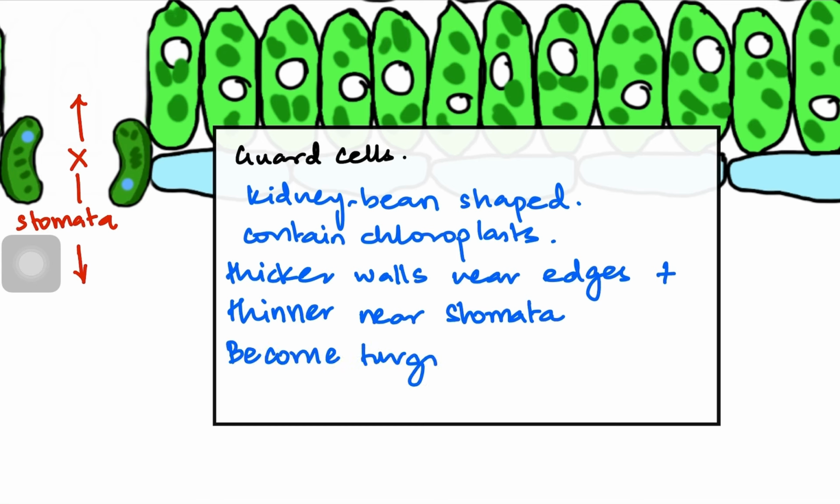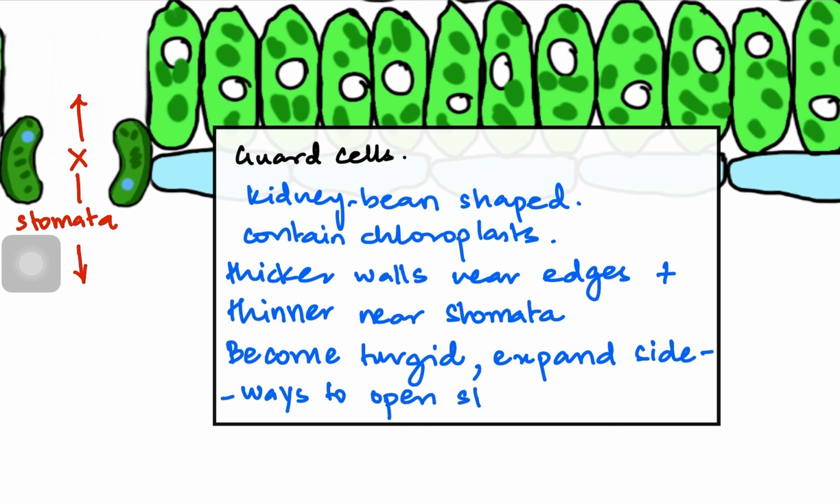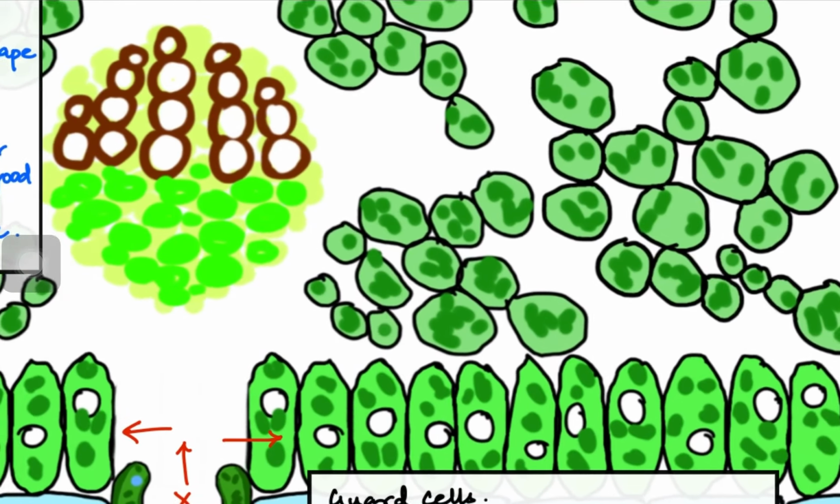What happens is that when these cells absorb a lot of water, they become turgid. When they become turgid, they try to expand. But they can expand only sideways, like only horizontally, never vertically. That is because of the unequal cell wall thickness. And that is how the stomata open wider in the sideways direction, horizontally.